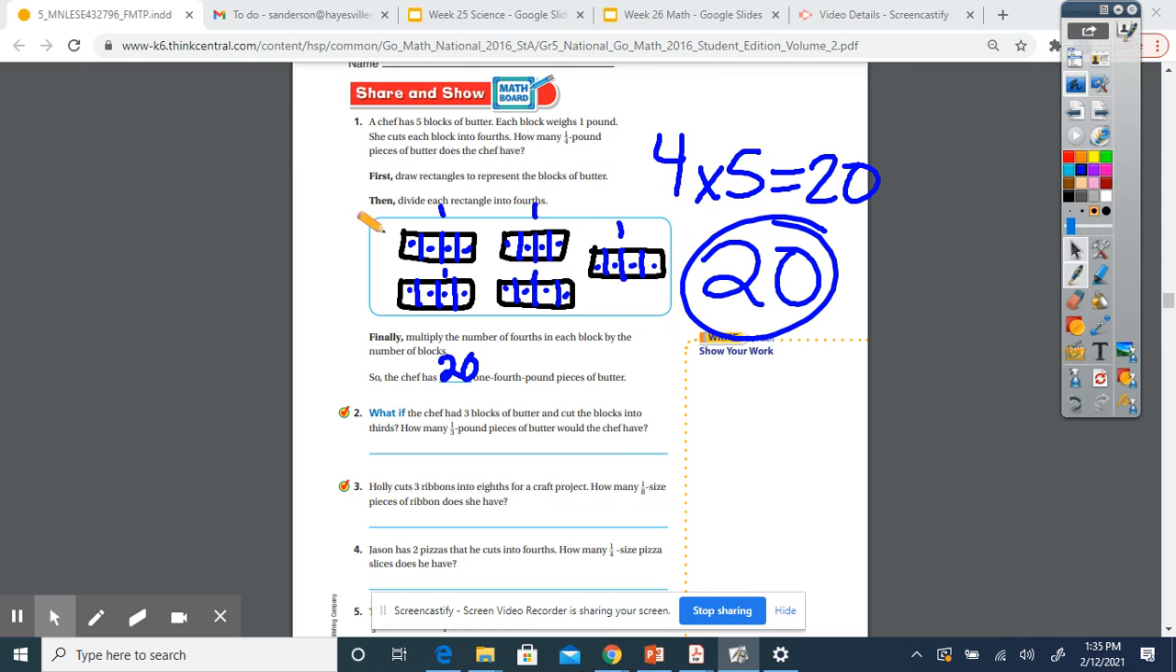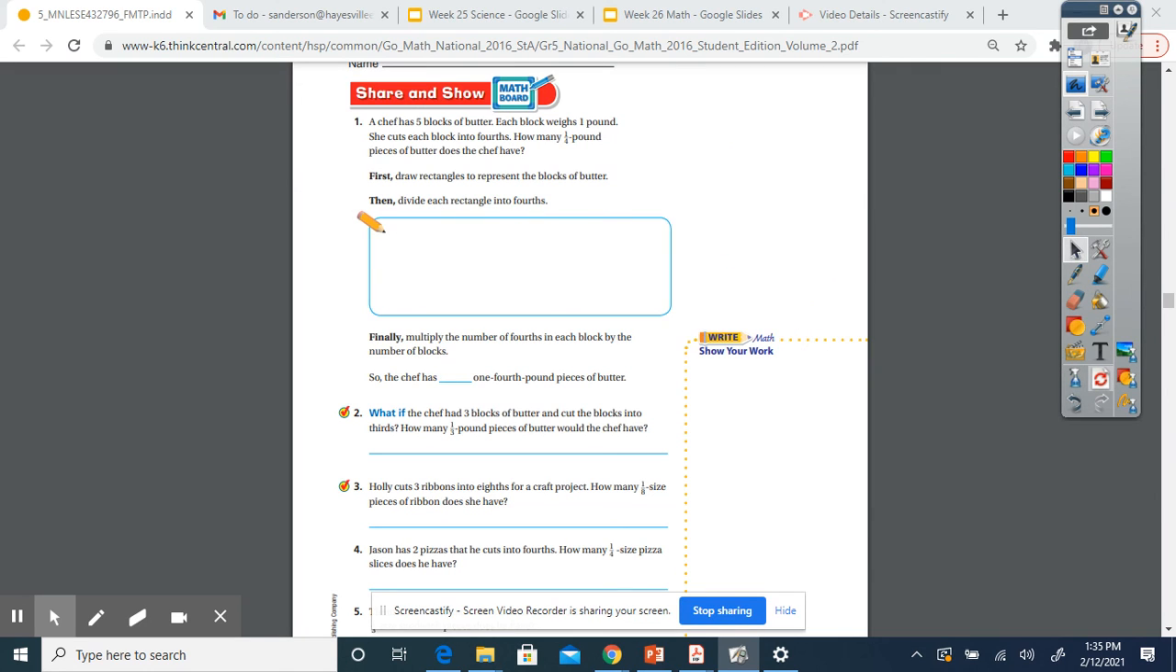So this is what I want you guys to do for today's assignment. I want you to draw these pictures out. If it talks about pizza or pie, use circles to help you imagine what's going on. If it talks about sandwiches or butter or chocolate candy bars, use rectangles. Either use circles or rectangles. Don't try to use triangles.